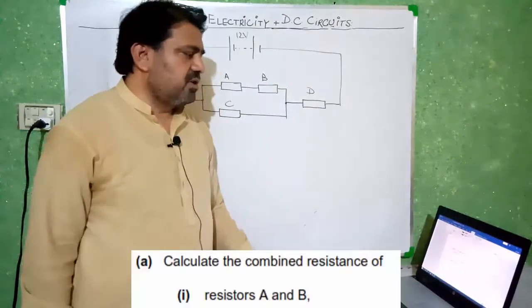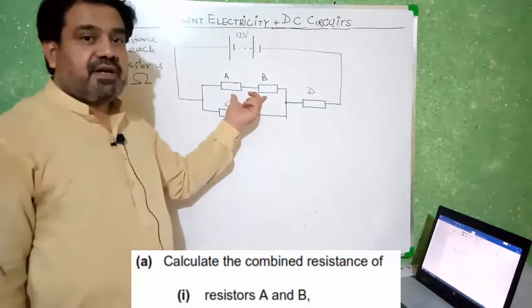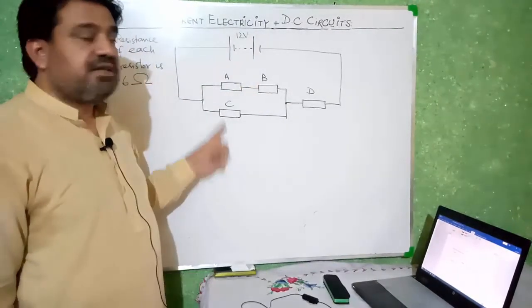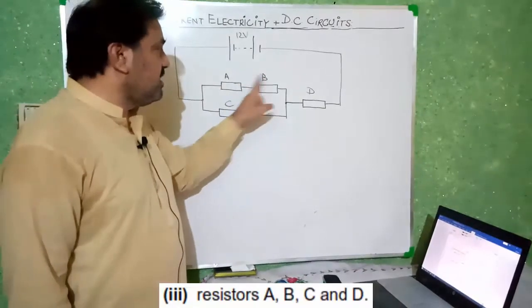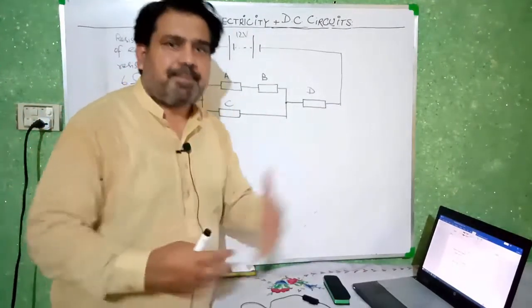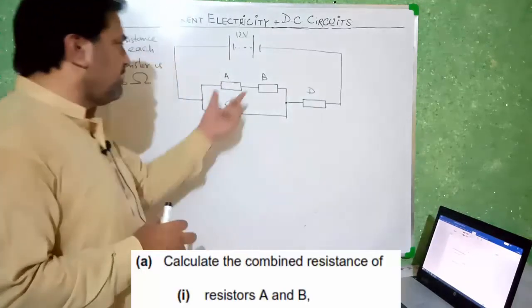In this question, first of all, he asked us to find the total resistance of A and B. Then he asked us to find the total resistance of A, B, and C. Then he asked us to find the total resistance of A, B, C, and D. So we have to solve this question step by step. First of all, we have to find the total resistance of A and B.